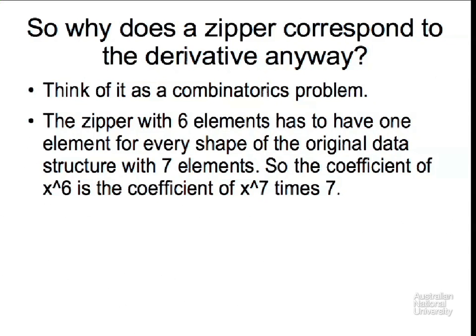But I think the way to think of it is as a combinatorics problem. As I write here, the zipper with 6 elements has to have 1 element for every shape of the original data structure, which has 7 elements. So the coefficient of x to the 6 is going to be the coefficient of x to the 7 times 7. And if we make some dodgy mathematical leaps and assume that we can describe every other data structure as the infinite sum of different sized tuples with different coefficients, I think that kind of makes sense.